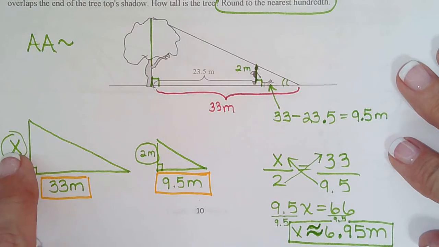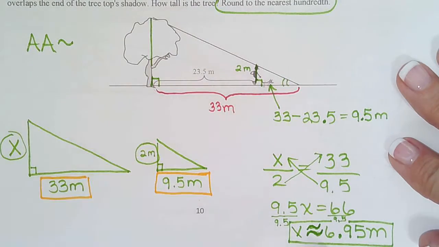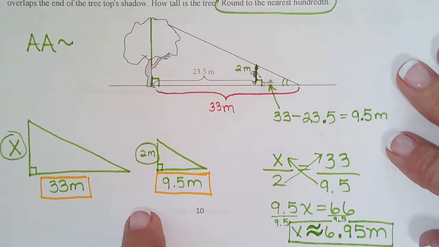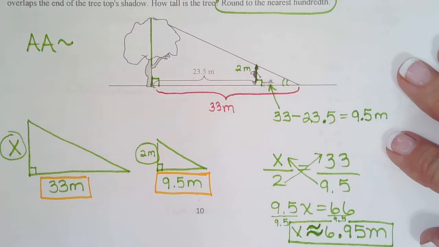So that means the tree is 6.95 meters tall. So if they asked you to write a sentence about it, you would say the tree is approximately 6.95 meters tall.